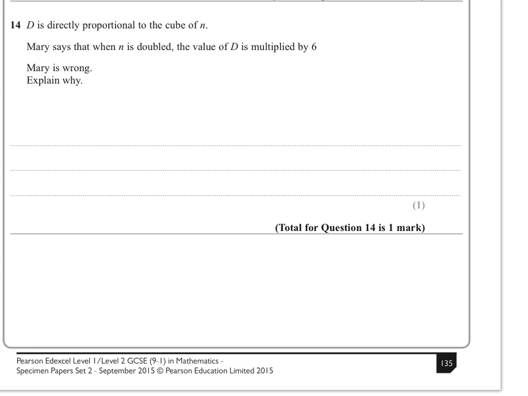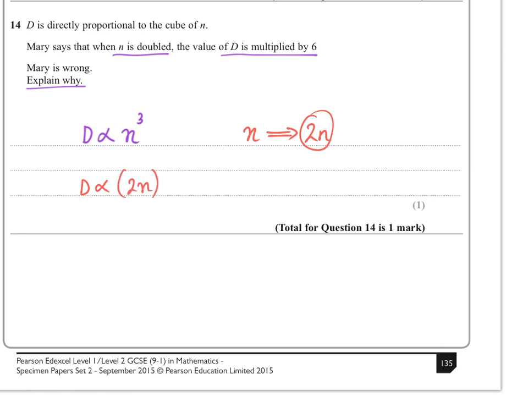Question 14. It says here that d is directly proportional to the cube of n. Mary says that when n is doubled, the value of d is multiplied by 6. Mary is wrong, and we've got to explain why. Well, let's have a look at this in more detail. If n is doubled, n would turn to be twice as much as it was originally, i.e. 2n. So that means d would then be proportional to 2n all cubed, which is 2n multiplied by itself again.